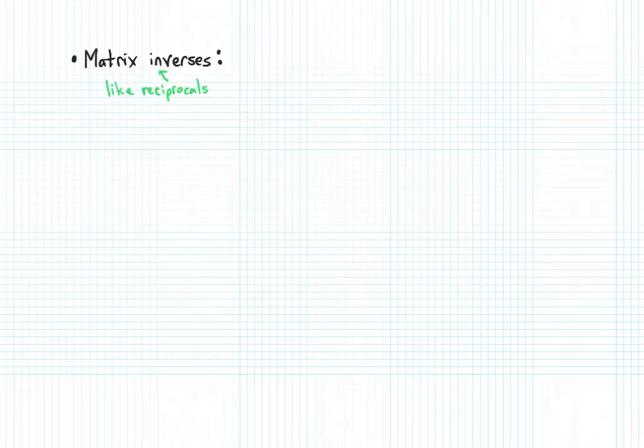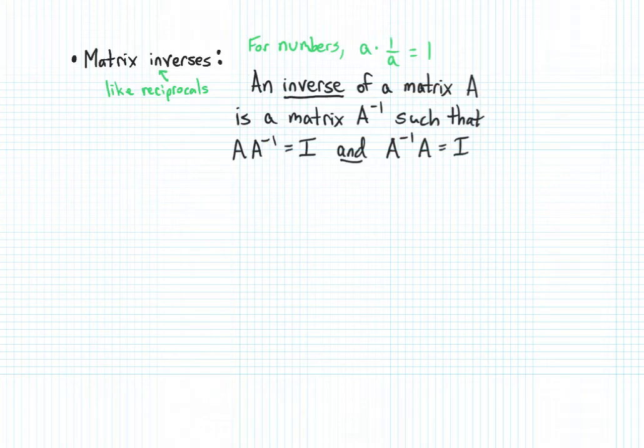Well, one way to do it is that you can say that the reciprocal of a number satisfies this special property that when you multiply a number times its reciprocal, you get 1. So for matrices, we can take a condition like this to be the definition. So we say that an inverse of a matrix A is another matrix A inverse, which when you multiply A times A inverse, you get an identity matrix.